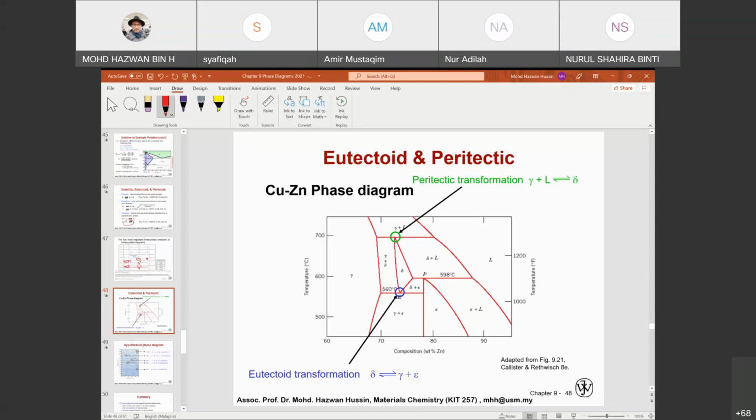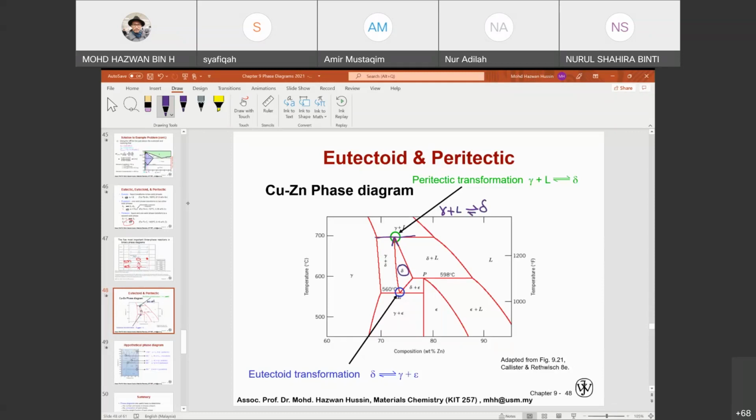Okay, it's okay. So first over here we identify peritectic, because the first thing we observe is a horizontal line at around, maybe, below 700 degrees C. Dia punya phase boundaries dia kat bawah, kita nampak kat bawah. On top is gamma plus liquid, and at the bottom, dia punya produk dia adalah delta.